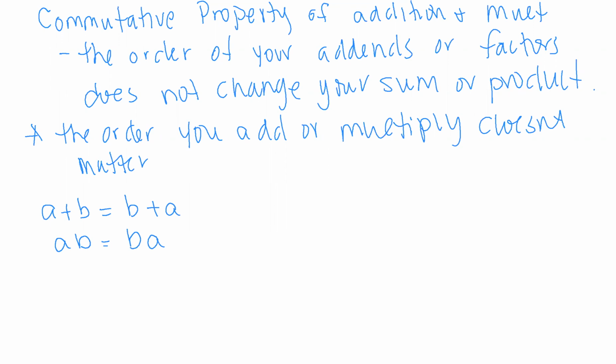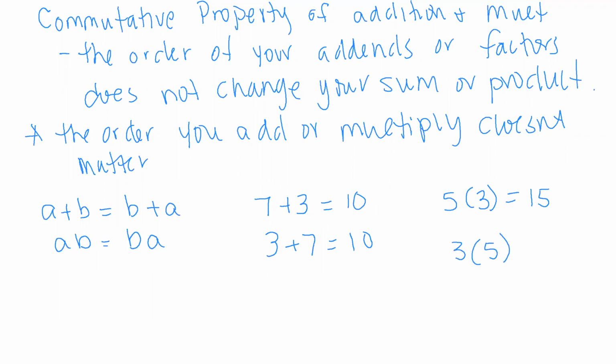So for example, if I had 7 plus 3, we know that that is 10. Well, what if I had 3 plus 7? If I have $7 and you have $3, we get $10 together. Similarly, what if I had only $3 and you had $7? Doesn't matter, we would still get 10. The same thing would work with multiplication. If I had 5 times 3, that equals 15. If I had 3 times 5, again, same thing, I get a product of 15. So again, the commutative property of addition and multiplication just means the order you add or multiply does not change your answer, okay?